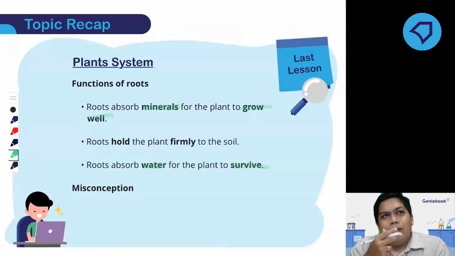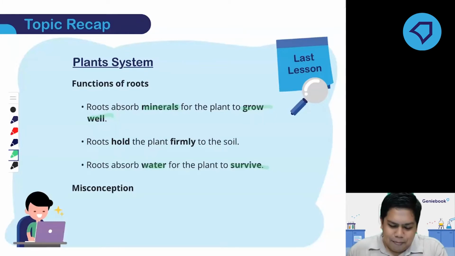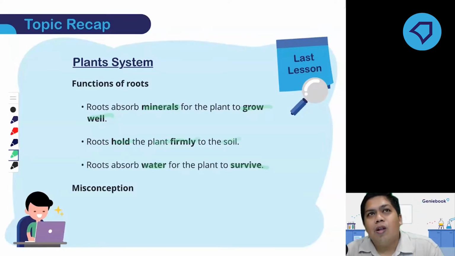Actually the second point should be the last one. It's not arranged properly, but it's okay. All of these are still the function of the roots. The roots also help to hold the plant firmly. Just like what some of you mentioned just now, to anchor the plant firmly to the ground, like Marie Fatono just mentioned. I like that word anchor.